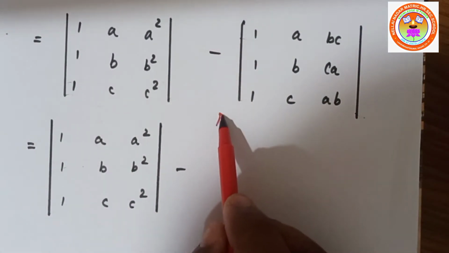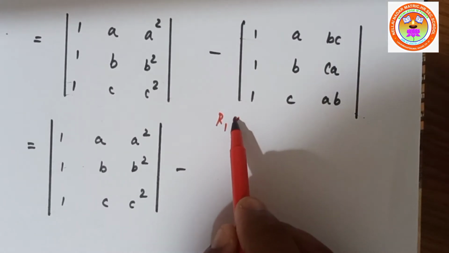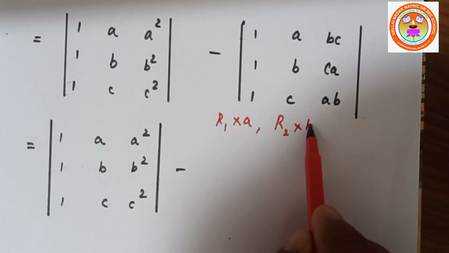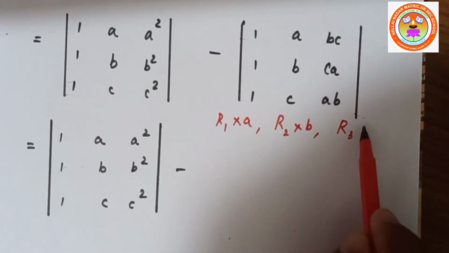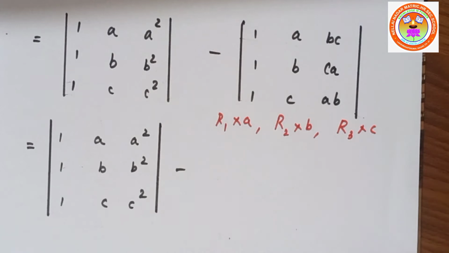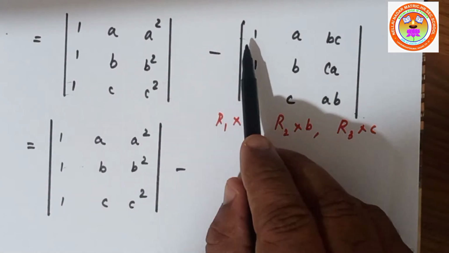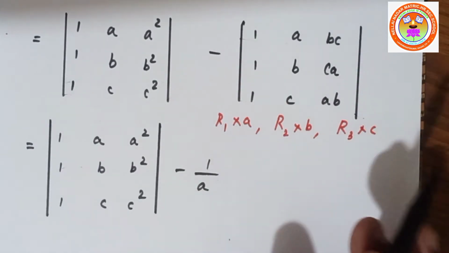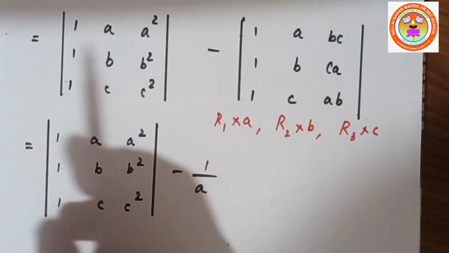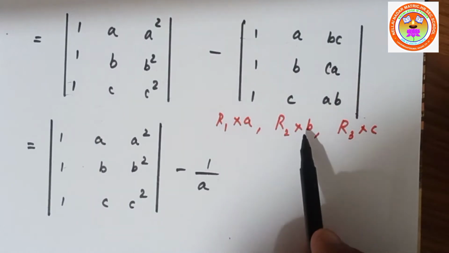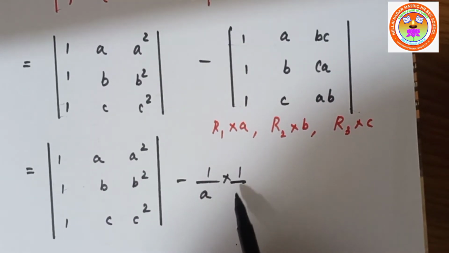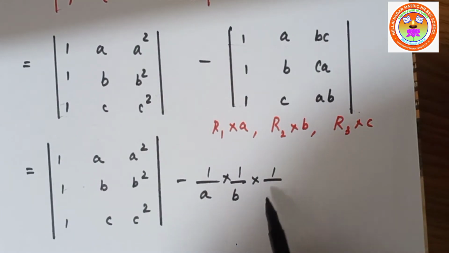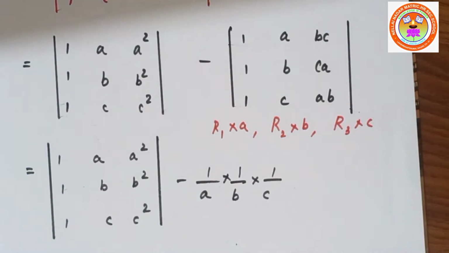Look at that, R1, that is row 1, is multiplied by A, R2 I am multiplying by B, R3 I am multiplying by C. Since I am multiplying the first row by A, for balancing you have to divide by A, then only the value will not be changed, isn't it? Like that, I am multiplying R2 by B, so you have to divide by B. I am multiplying R3 by C, for balancing you have to divide by C. Okay, now we can multiply.